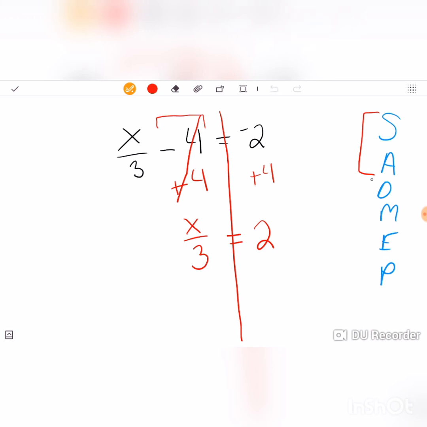Remember, what we do is we do the opposite. So if we have x divided by 3, the opposite of division is multiplication. What we do to one side, we do to the other side. 3 divided by 3 is 1, just like in the last problem. We don't have to say 1x. We can just put x equals 2 times 3, which is 6. Okay?